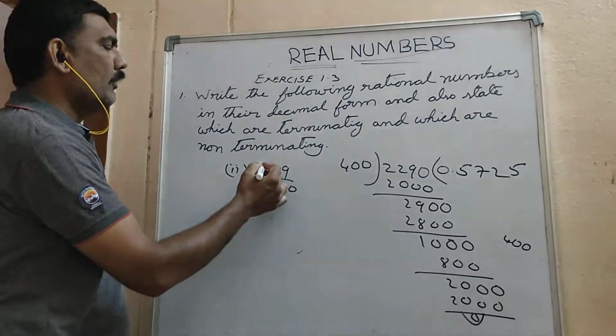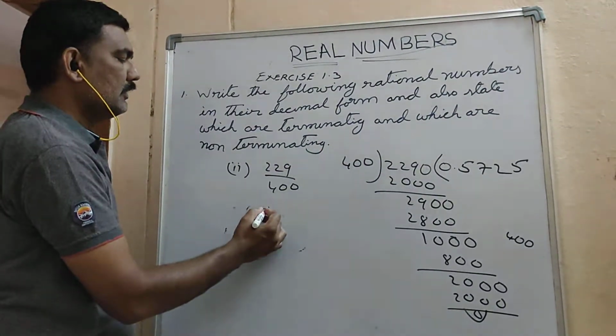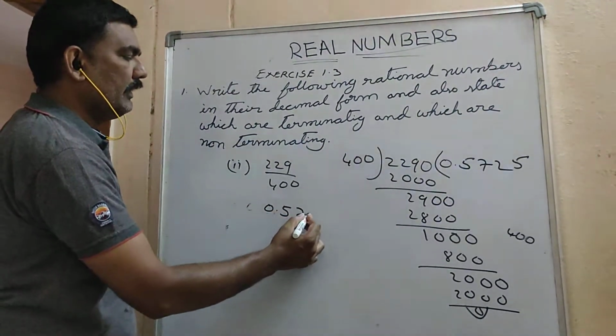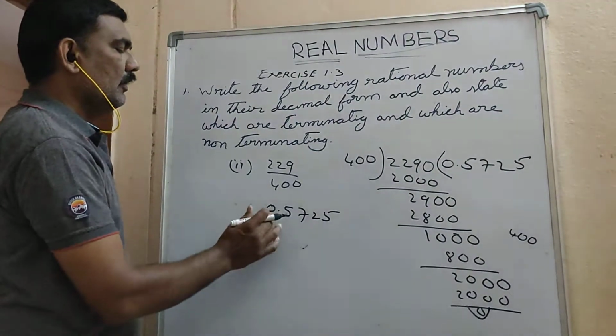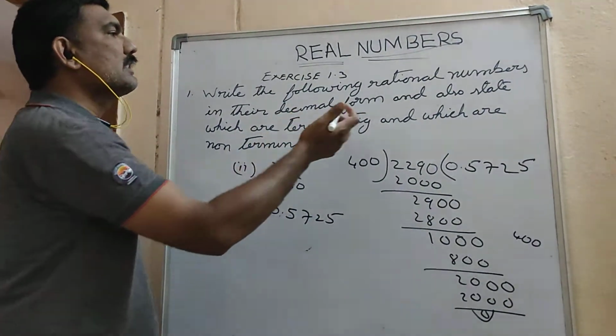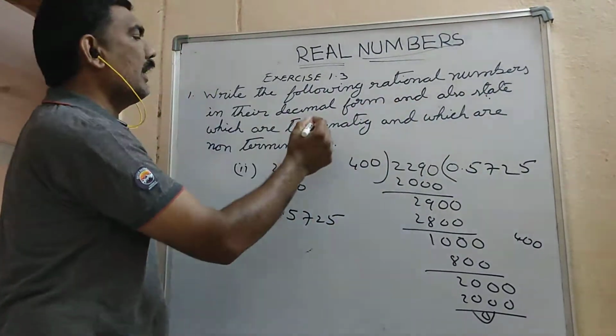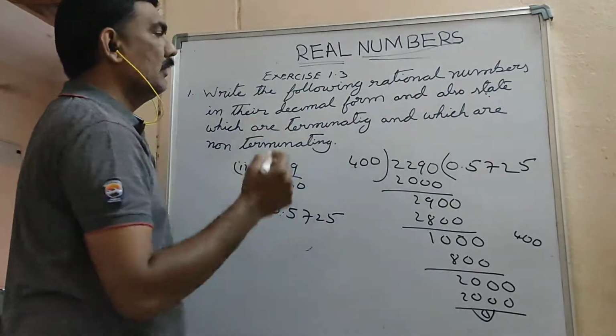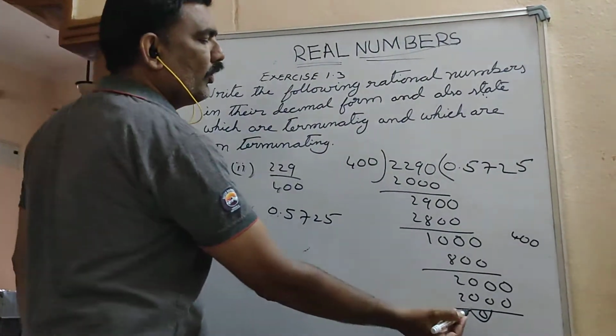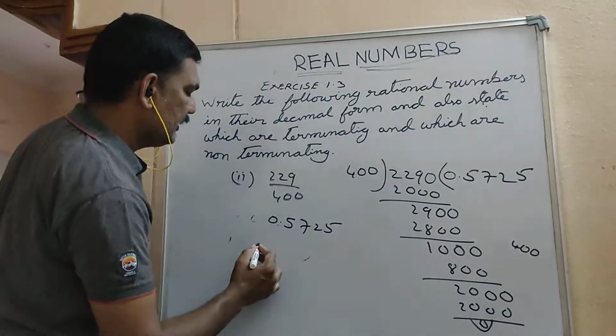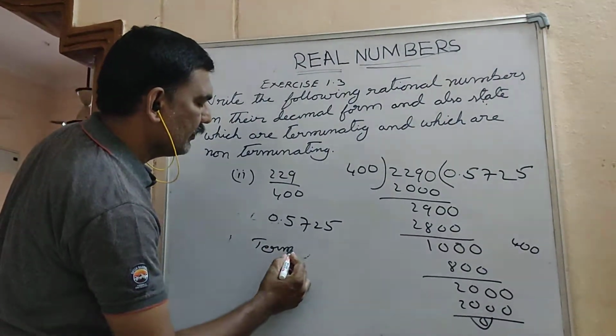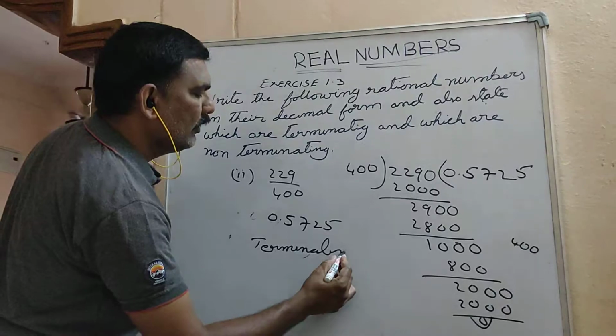So the decimal form of 229 by 400 is 0.5725. Again you should state whether it is terminating or non-terminating. Since you got remainder as 0, it is a terminating decimal. Remaining, do as homework.